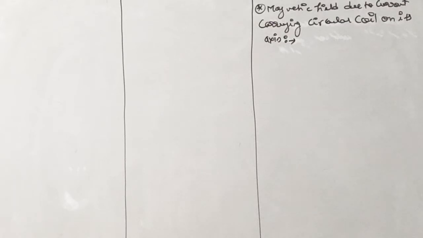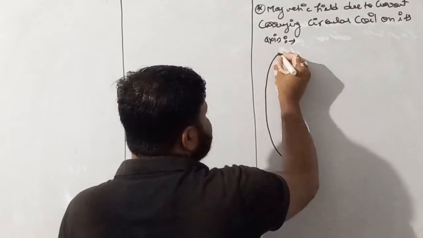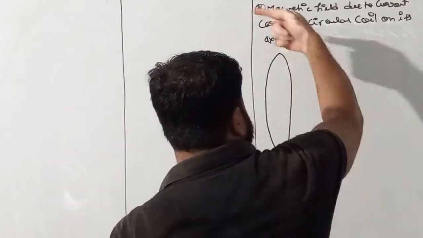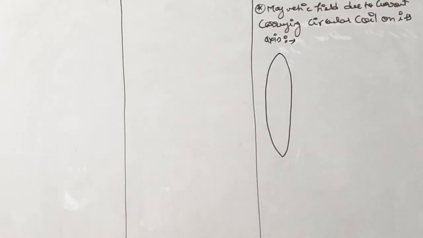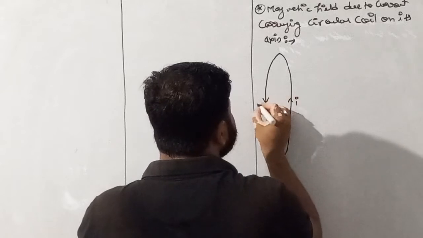So see, my dear student, this is a current carrying circular coil. This is the side view. I am making the coil like this. If we make it as front view, it becomes a circular loop. I am drawing this coil as side view. Let's suppose in this coil current is flowing in anti-clockwise direction.